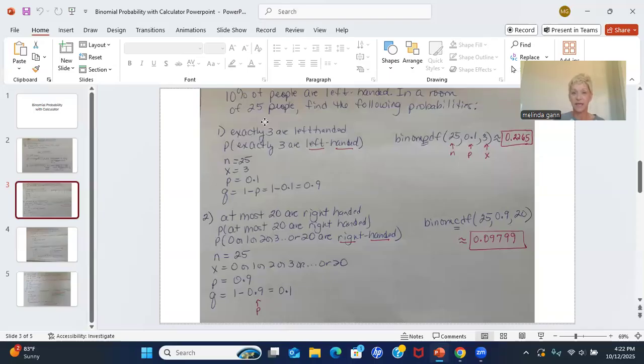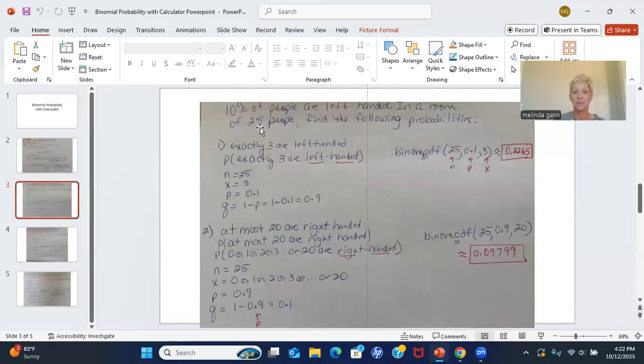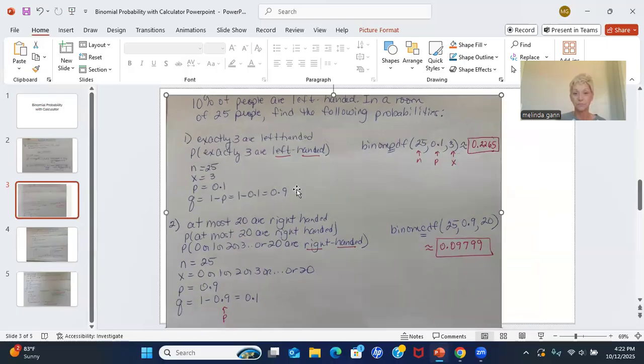It says 10%. Now remember, probability has got to be between 0 and 1, so it can't be 10. 10% as a decimal is 0.10 or 0.1. All right, so 10 hundredths and 1/10, there's just 2 ways of saying the same thing. And then remember, the way you get Q is 1 minus P. And 1 minus 0.1 is 0.9. So 1 minus 1/10 is 9/10.